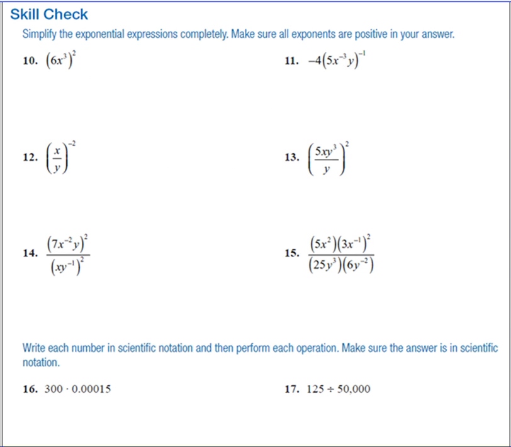Okay, here's a chance for you to work some problems through. And notice that in 16 and 17, they want you to write each number in scientific notation first and then perform the operation. So if that was a quiz or a test problem, you would have to make sure that you included all of that. Otherwise, you would lose points. We haven't had a whole lot of examples using all this good stuff here. So let's actually look at number 15 together.